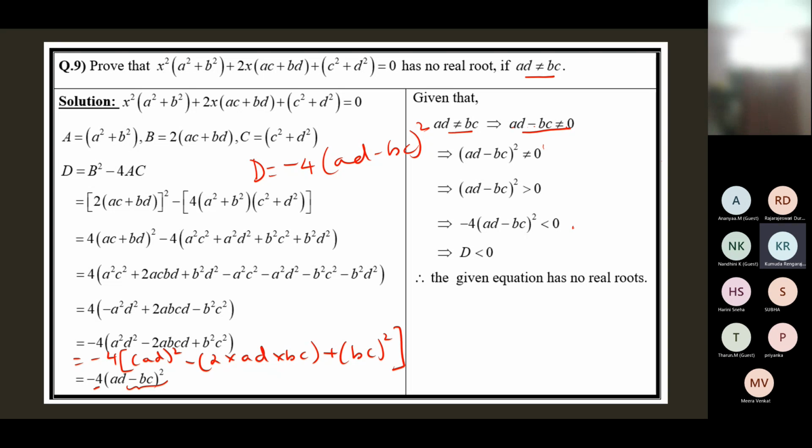Now multiply that with, take that minus 4 into account. Minus 4 into (ad minus bc) the whole square. (ad minus bc) the whole square is positive, into a negative 4 is negative. So that one is less than zero. What is this one? This is nothing but the D value, the discriminant. So that means D is less than zero. If D is less than zero, the quadratic equation has no real roots.